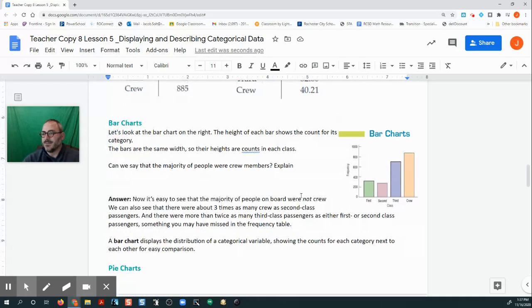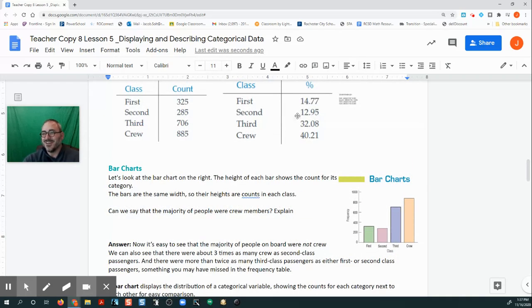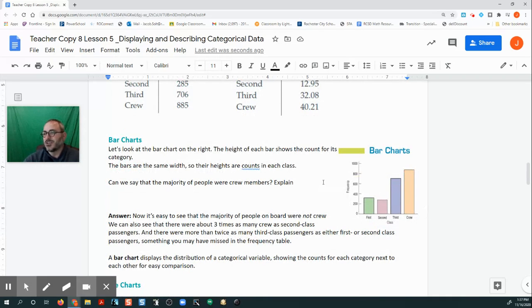So, bar charts. Here's another picture. This is one picture we can draw of the data, and this helps. Bar charts are another kind of picture. Let's look at the bar chart on the right. The height of each bar shows the count for its category. The bars are the same widths, so the heights show the counts in each class: there's the first class count, the second class count, the third class count, and the crew count.